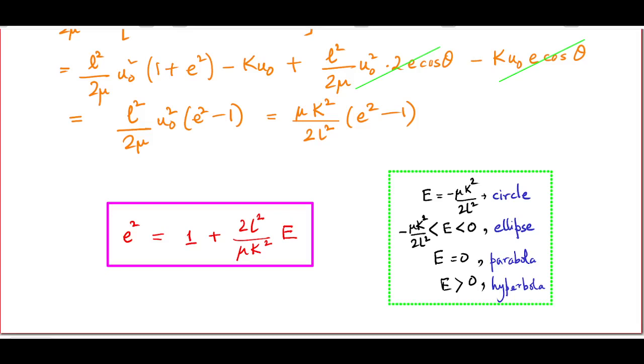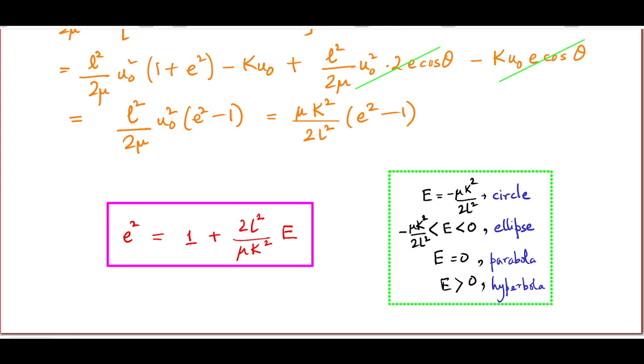By the way, all these possibilities that I am talking about are valid primarily for an attractive Kepler problem, where k is a positive number. If k were negative, then the potential energy would always be positive, and the effective potential, which has an L square by 2 mu r square term added to the potential energy, is also always positive, and hence the total energy cannot be negative, can only be positive, and there the only possible kind of orbit you will have is a hyperbola. So for a repulsive Kepler problem, the hyperbola is the only possible orbit.